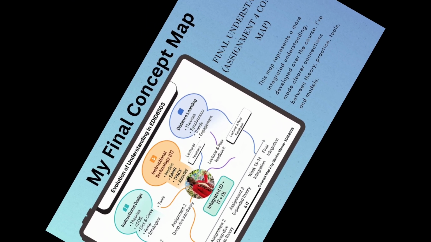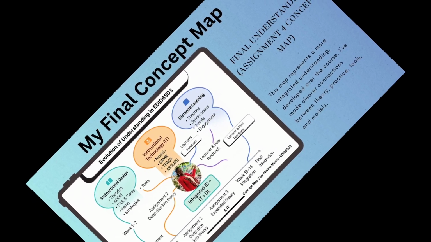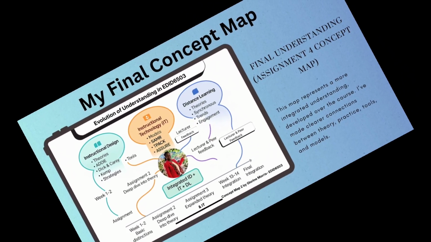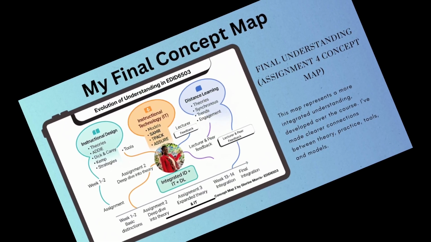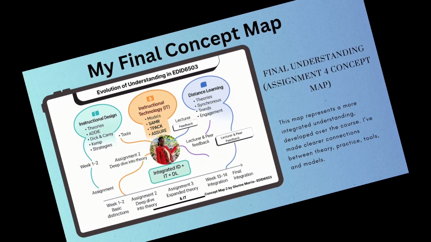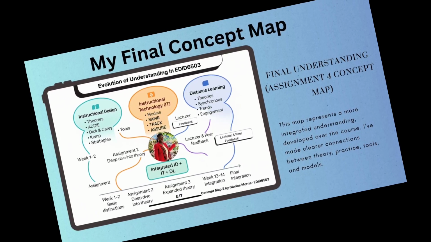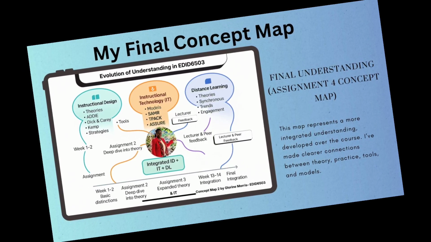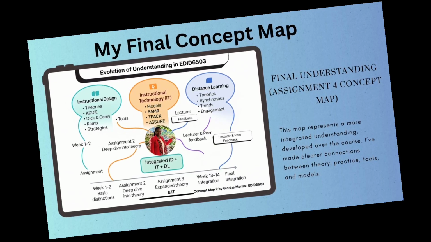This is my final concept map from assignment 4. Right away, you can probably notice how much more structured and integrated it is compared to my first one. There's a stronger connection between theory, practice, and tools, and the relationships between instructional design, instructional technology, and distance learning are much more clearly mapped out.